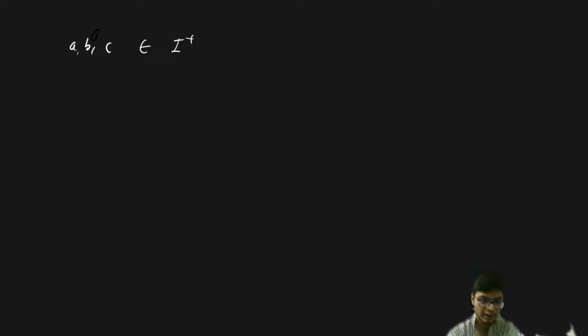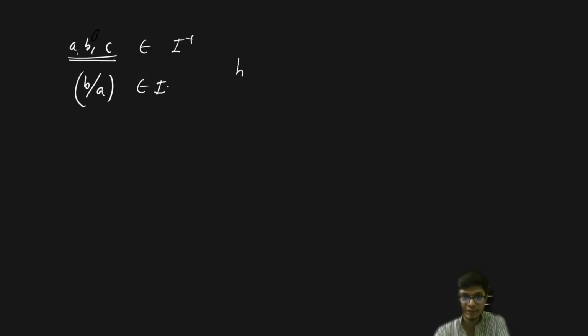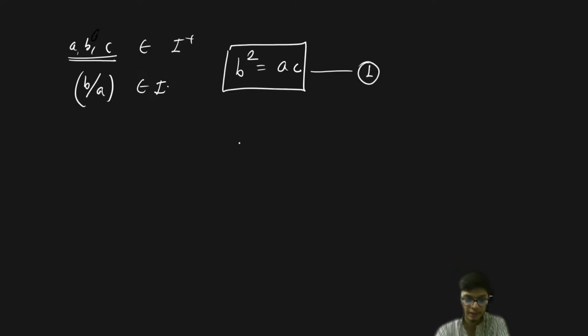And it is also said that b by a is an integer, and that a, b, c are in geometric progression. So if three numbers are in geometric progression, then b squared is equal to ac. That's the important condition, so you get one equation from here.